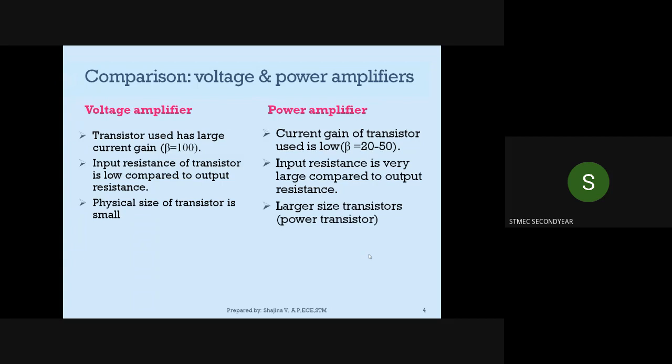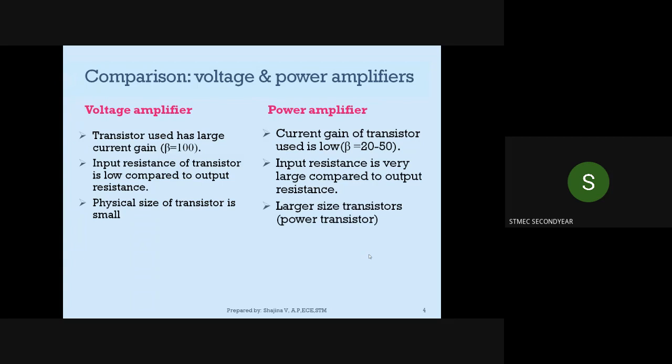The reason is that the transistor used for a voltage amplifier consumes less power. But the power transistor consumes more power. That means there will be heat dissipation, so more heat will be generated from the power transistor. In an electronic device, heat may cause damage. So in order to avoid that, that is, in order to remove the generated heat, we need a heat sink arrangement for the power transistor.